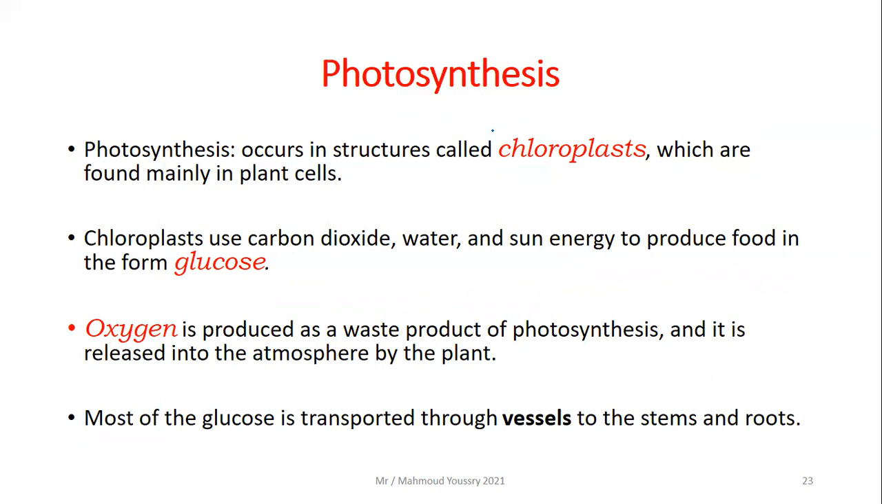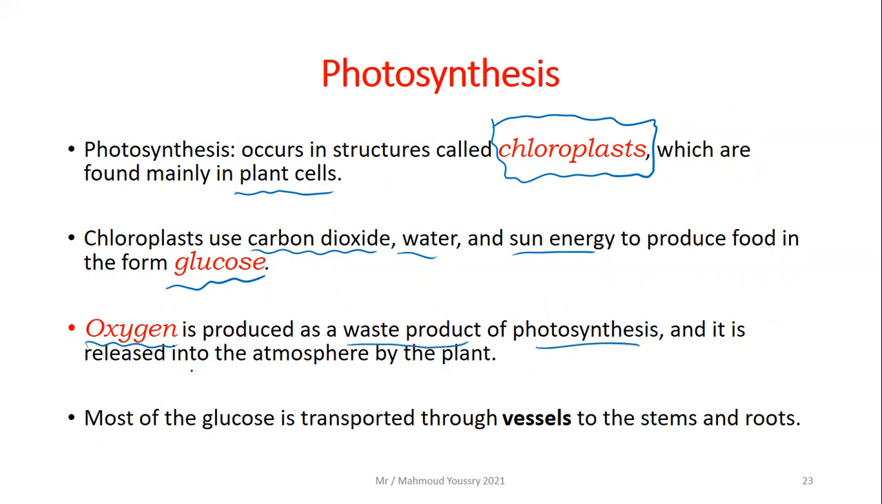Photosynthesis occurs in structures or organelles inside the plant leaf itself called chloroplasts, which are found mainly in the plant cells. The chloroplasts use carbon dioxide, water, and the sun energy to produce food in the form of glucose. Oxygen is produced as a waste product from this process, the photosynthesis, and it is released into the atmosphere by the plant. This is what we breathe, what we need in order to live and survive.